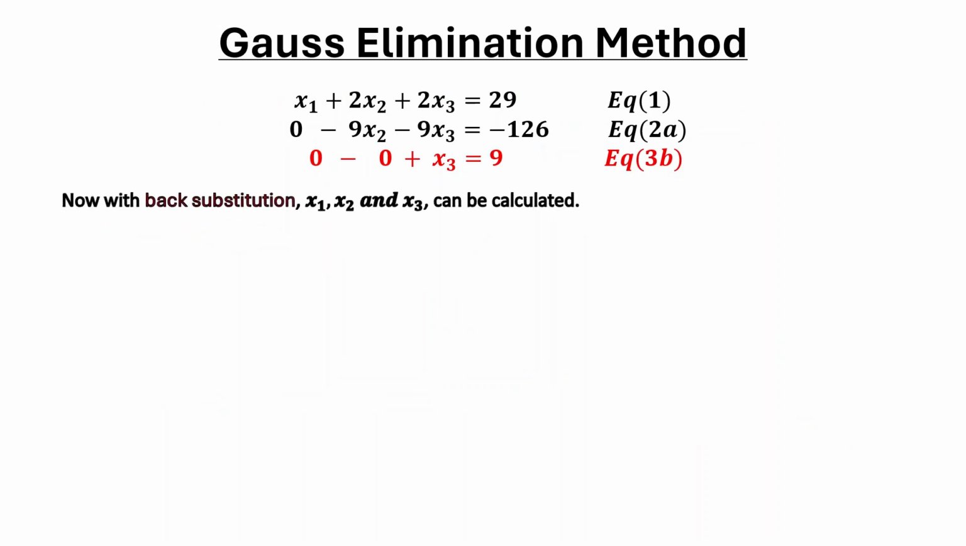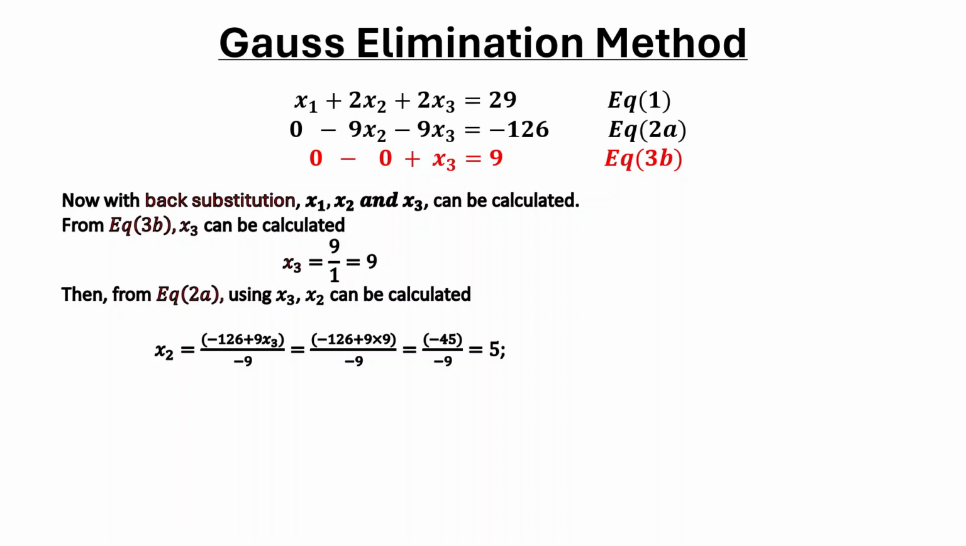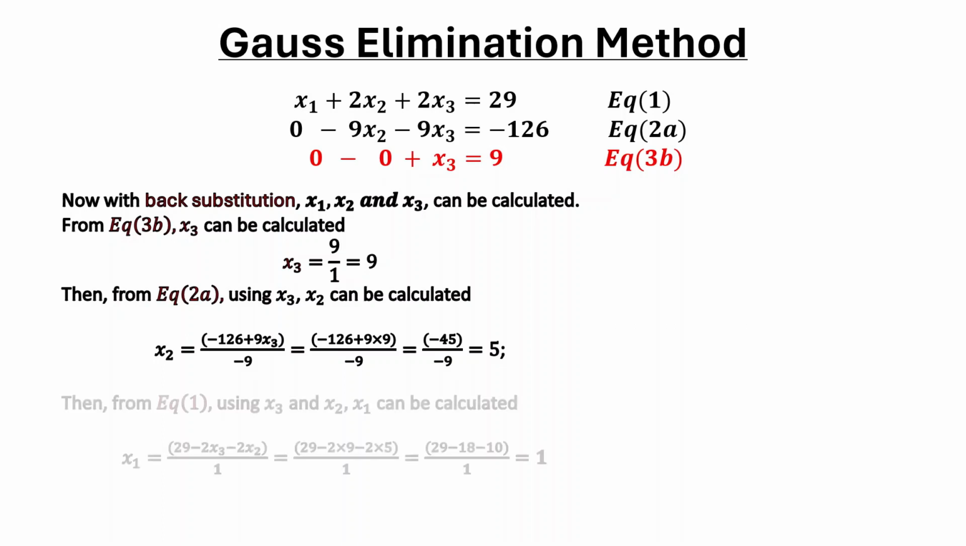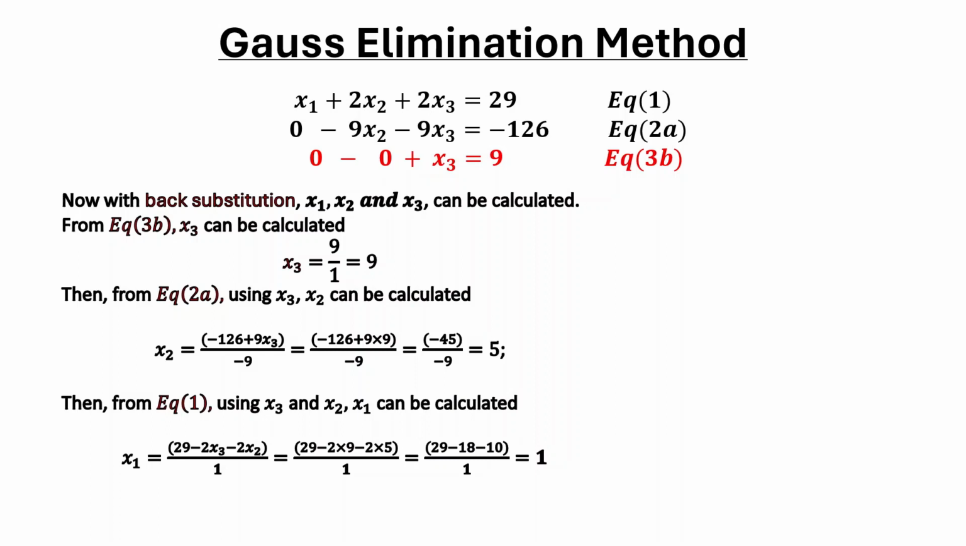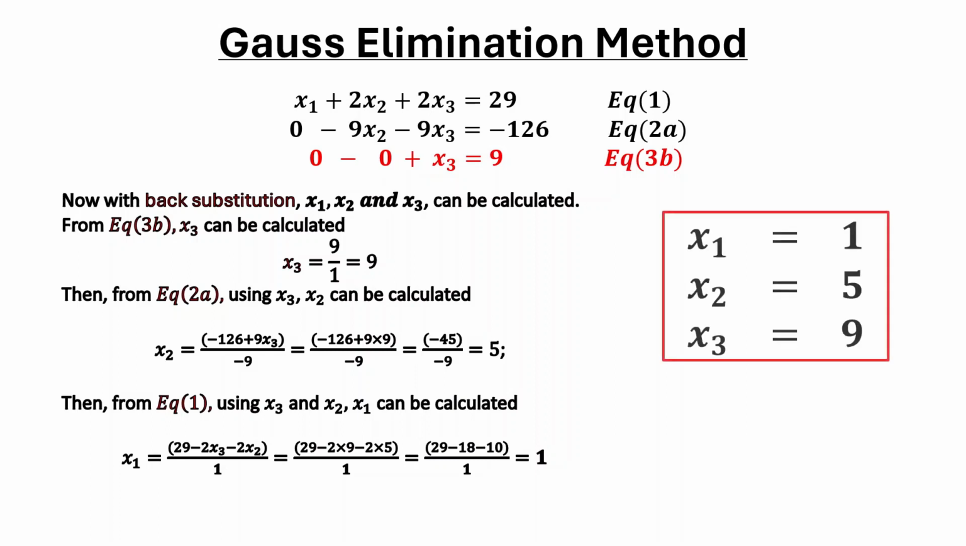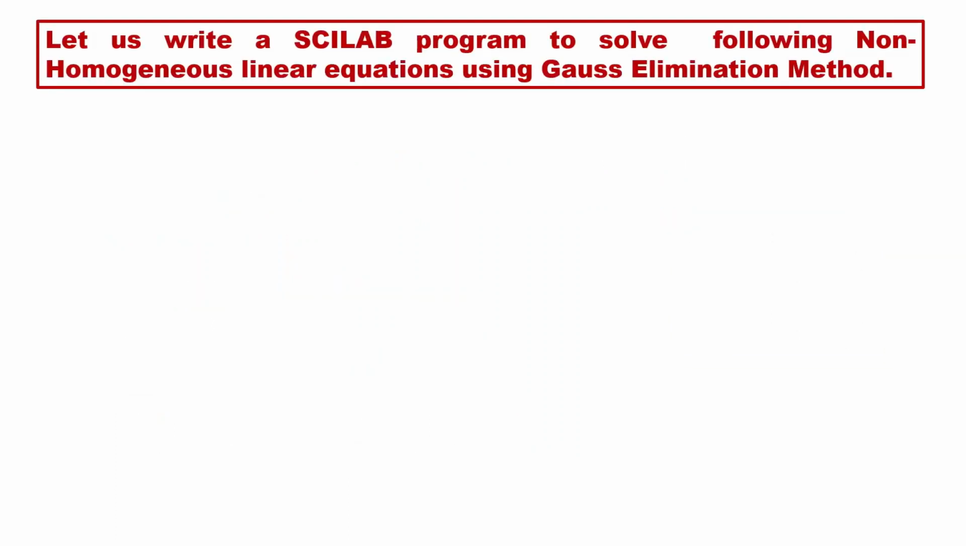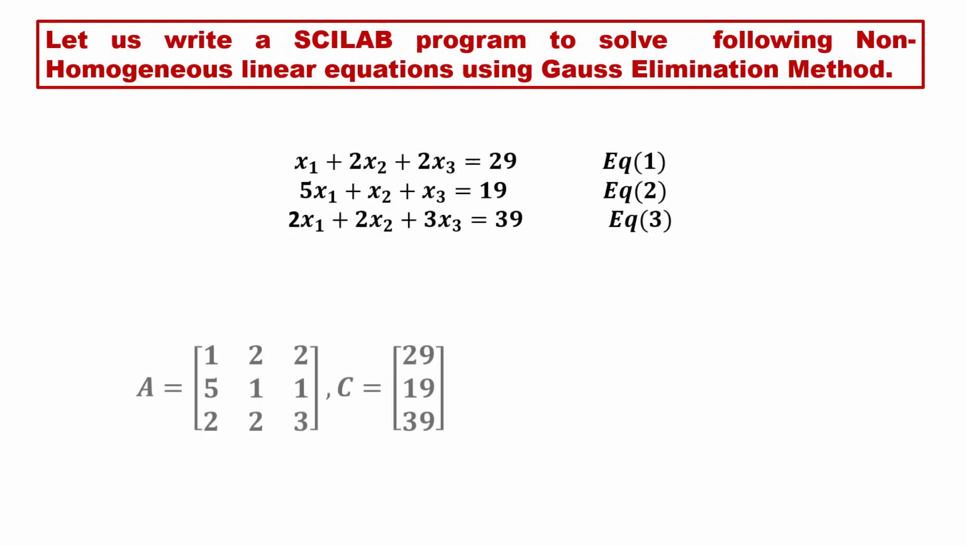Now with back substitution, x1, x2 and x3 can be calculated. From equation 3b, x3 can be calculated. Then from equation 2a, using x3, x2 can be calculated. Then from equation 1, using x3 and x2, x1 can be calculated. Let us write a SCILAB program to solve following non-homogeneous linear equations using Gauss elimination method.